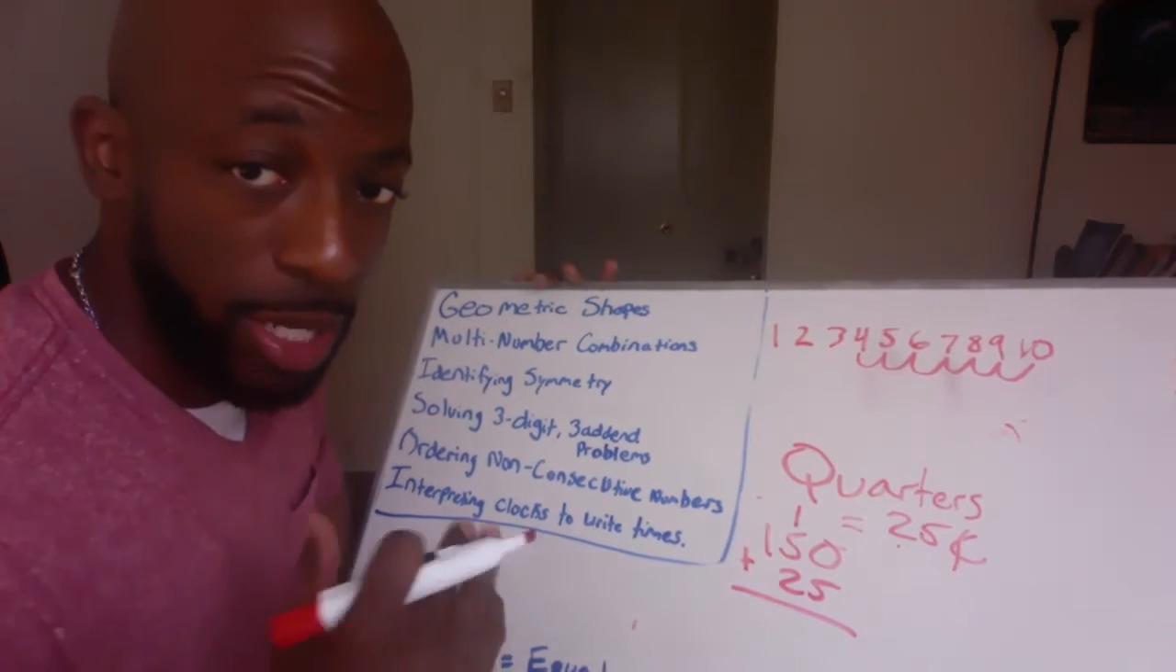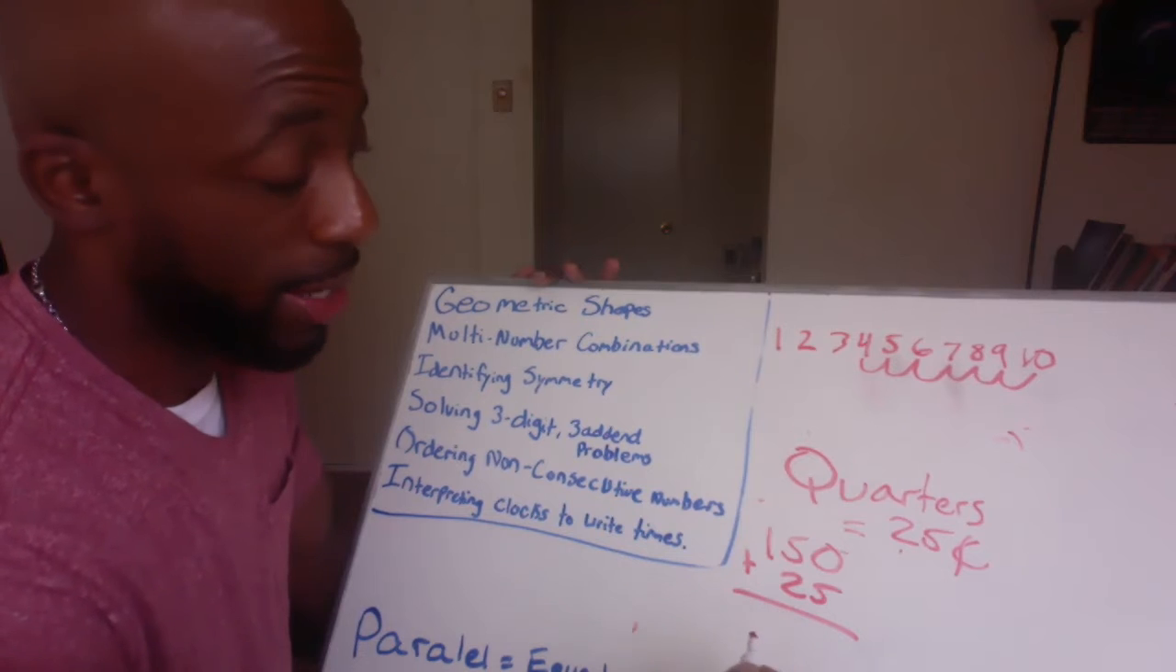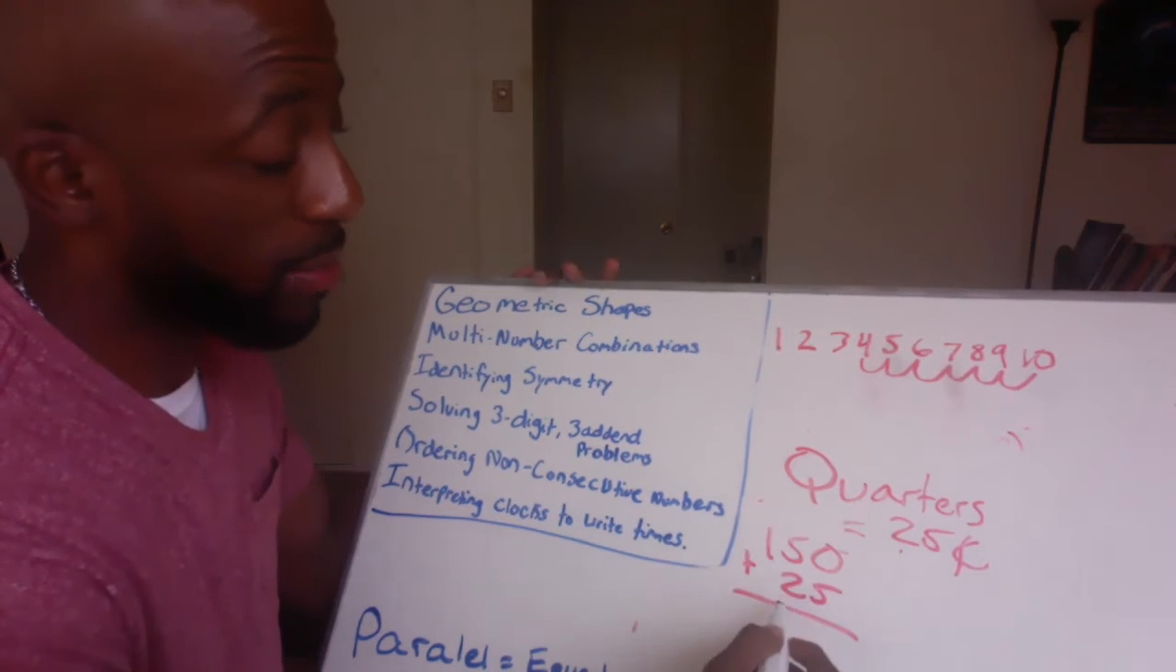If you can count by 25s regular, that's fine. But if you can't, this is an easy way to break it down so you can just count. Simple, simple. And just think of it like quarters.